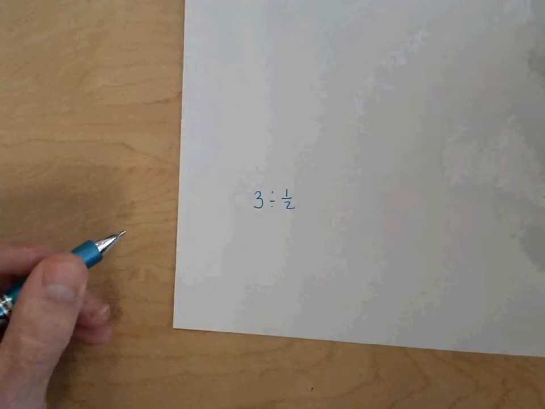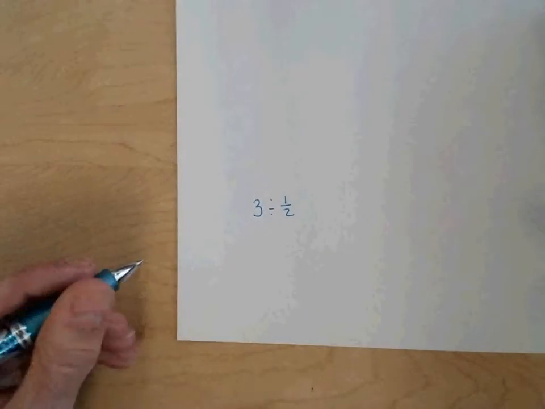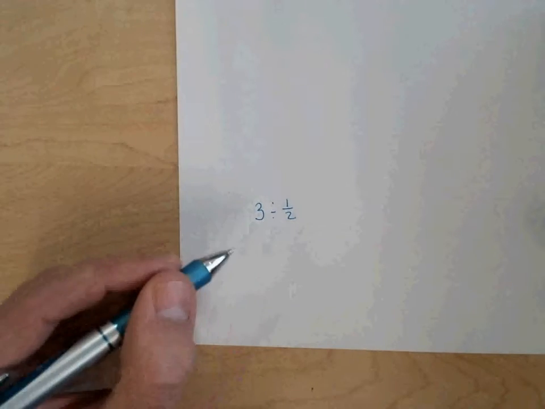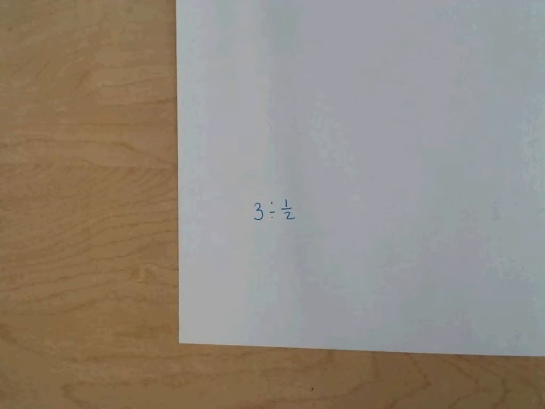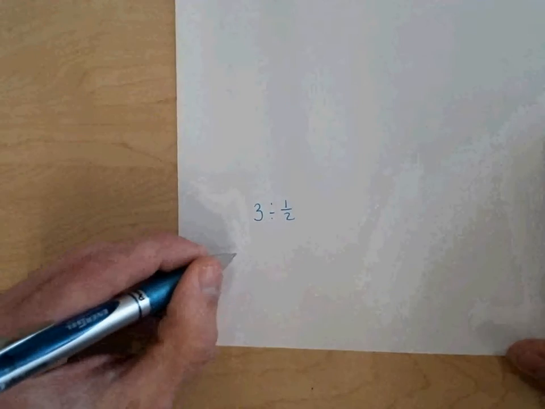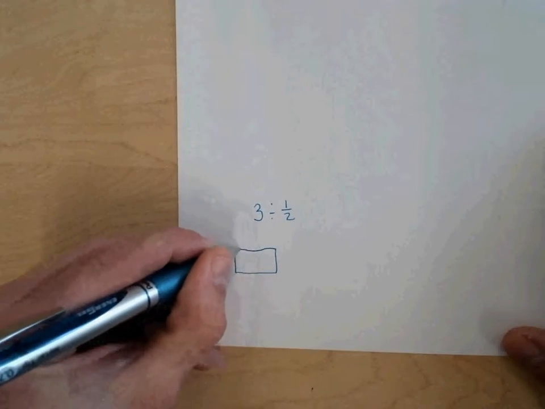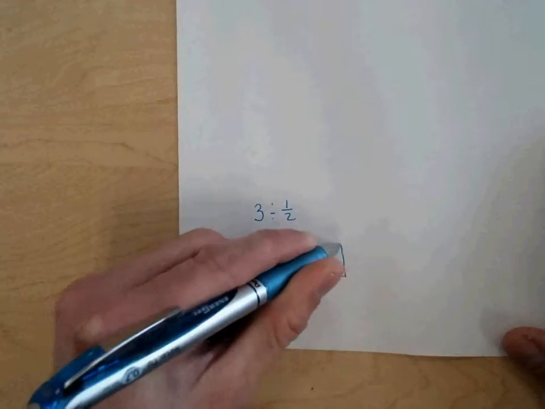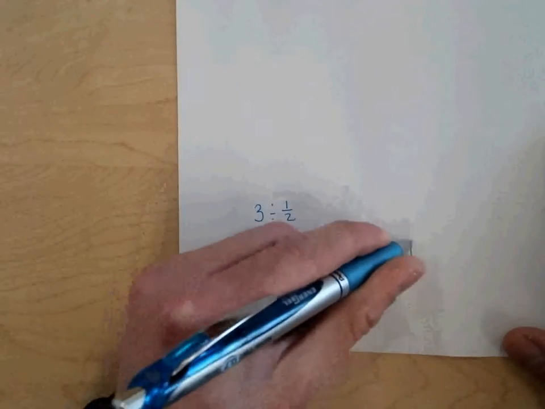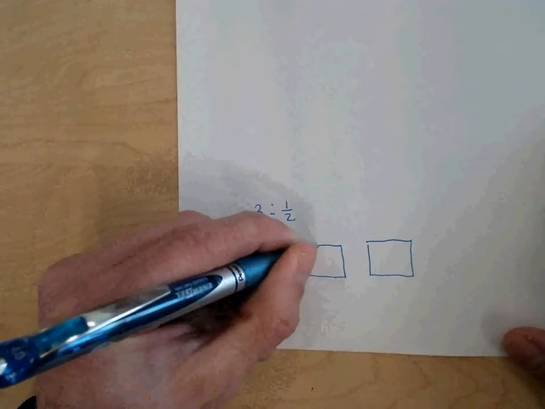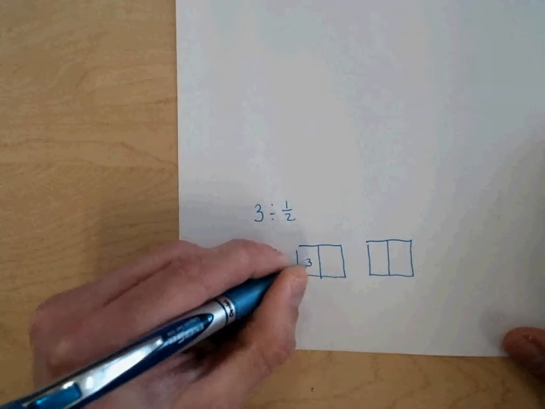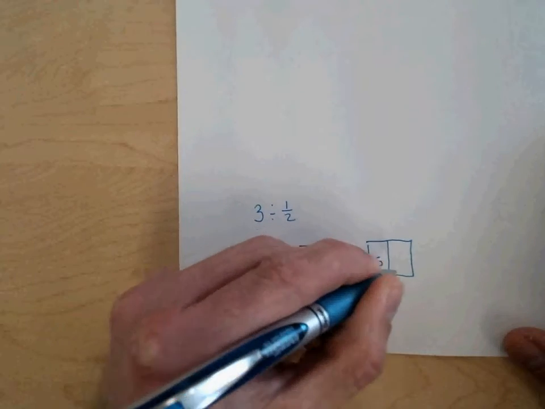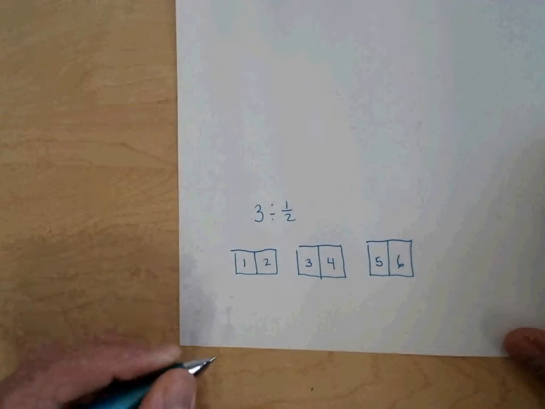And then what we're working on next is we're going to look at 3 divided by 1/2. And what we want to do is put a picture together. So let's just imagine that we have 3 brownies. And then we want to cut those 3 brownies in half. So how many pieces do we have? Well, we have 1, 2, 3, 4, 5, 6. So that's what we're working on.